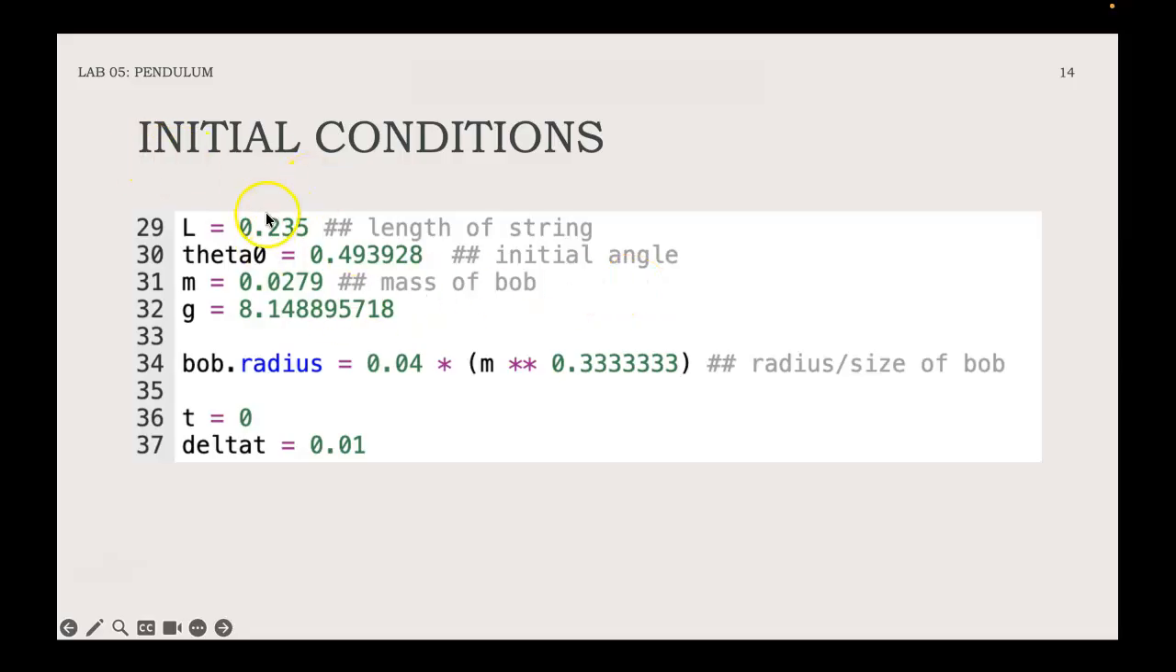And here we have our initial conditions within our GlowScript code. We have the length of the string equaling 0.235 meters. Our initial angle in radians is 0.493928. Our mass was 27.9 grams, or 0.0279 kilograms. Our experimentally found g constant was put in here as 8.14. We have the radius of the bob for our visual, and then our time step here.